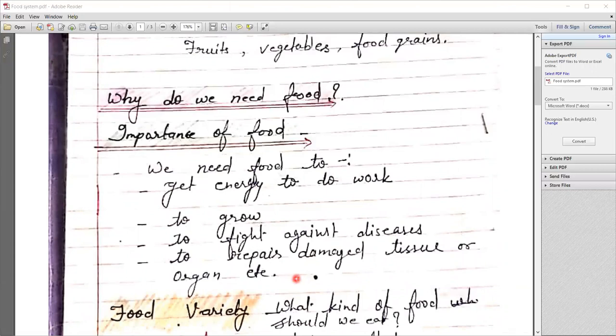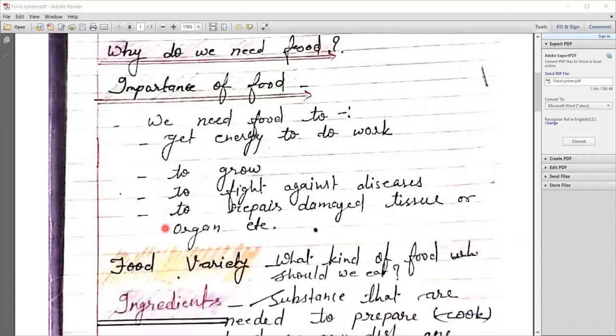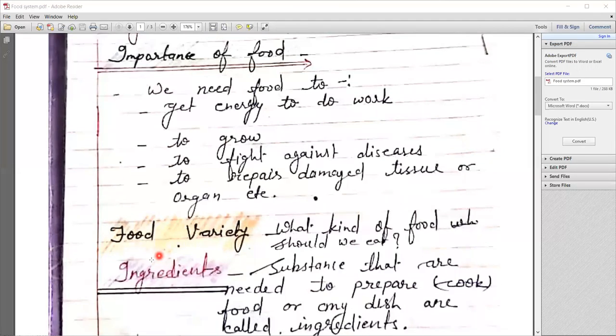So here we can easily understand that food plays a very important role in our body, as it gives us energy to do different kinds of work. It helps our body to grow well, and it helps our body to fight against diseases, which we call immunity. Means food provides immunity to our body. Through this immunity our body has the ability to fight against diseases, and food also helps our body to repair damaged tissues or organs.